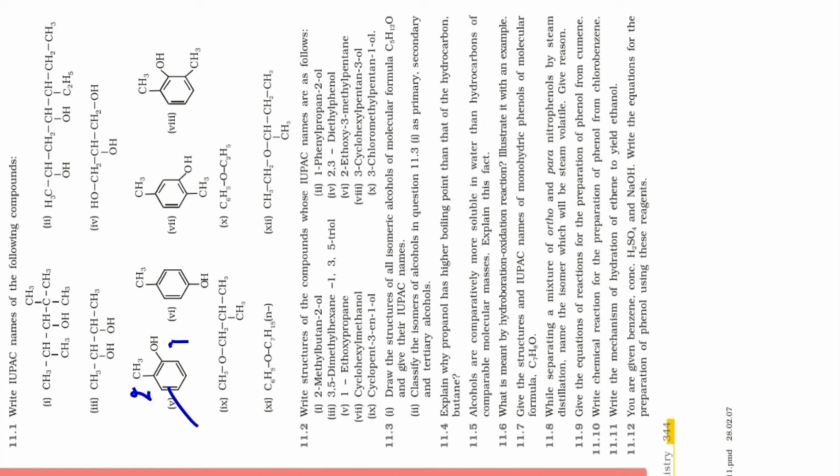Then after that you can see number 6. Here it is. Then number 1, number 2, number 3. Then methyl will be 4. Always we prefer the functional group. So this one's name is 4-methylphenol. Clear? Now after that we are going towards number 7.